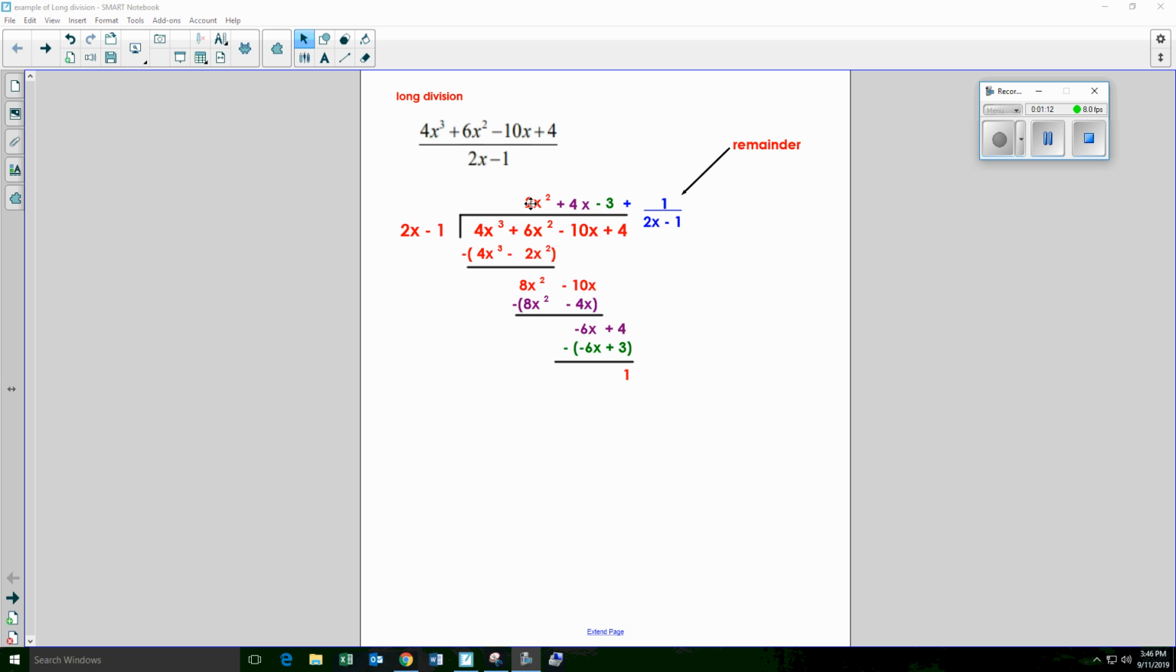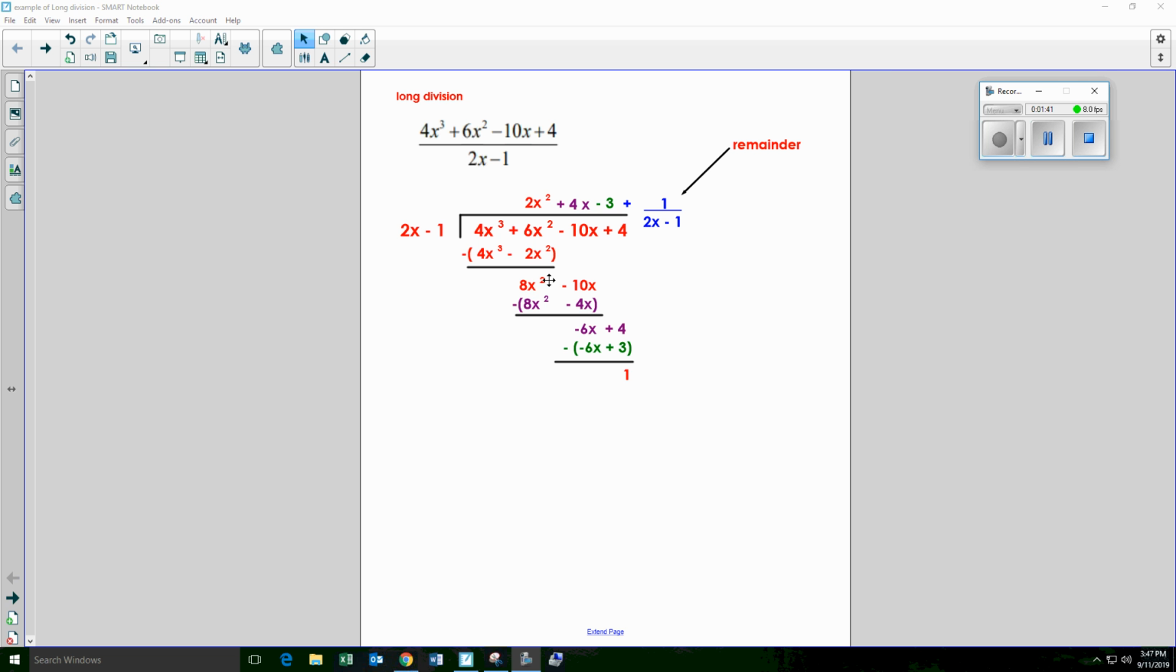Then just like long division in elementary school, we take this number and multiply by this and put it underneath here and we subtract. So you see 2x squared times 2x is 4x cubed. 2x squared times negative 1 is negative 2x squared. I put a parenthesis around that and a subtraction sign out in front because I'm subtracting this. Then I get 4x cubed minus 4x cubed is 0. 6x squared minus negative 2x squared is positive 2x squared, so 8x squared.